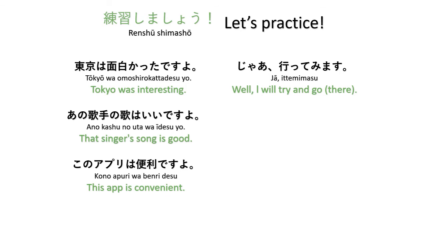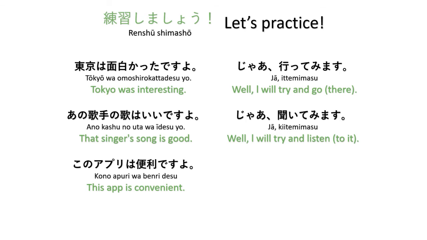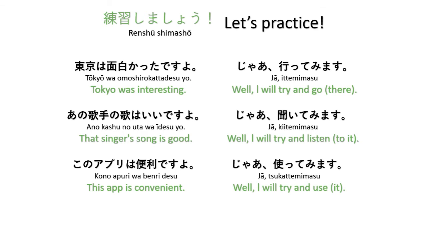Next, あの歌手の歌はいいですよ. That singer's song is good. じゃあ、聞いてみます. Well, I will try and listen to it. このアプリは便利です. So, we use the word use, 使う, for the app. This app is convenient, so we use じゃあ、使ってみます. Well, I will try and use it.